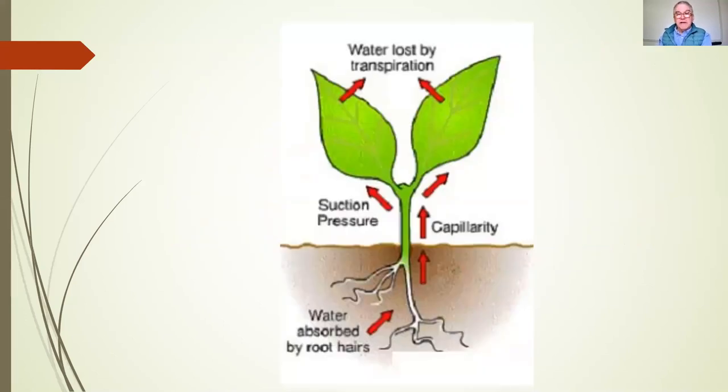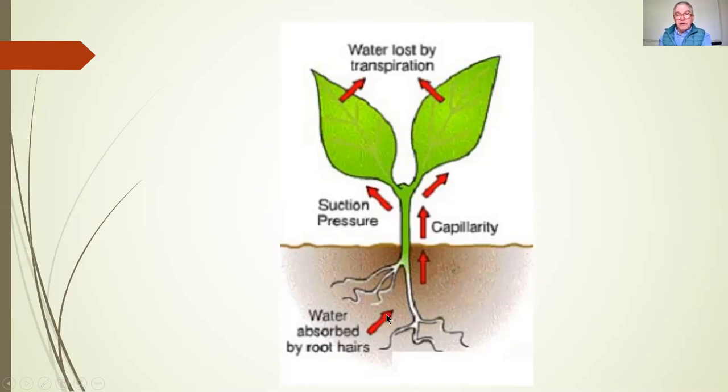Water transpiration, this capillarity we call it, is water absorbed by the roots. There is like a suction pressure, which is produced by water loss by transpiration. So this is a form of water loss, transpiration, which is the evaporation of water, where water moves from a liquid state here to a gas state in the atmosphere.